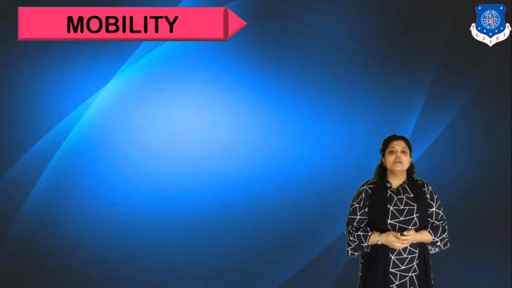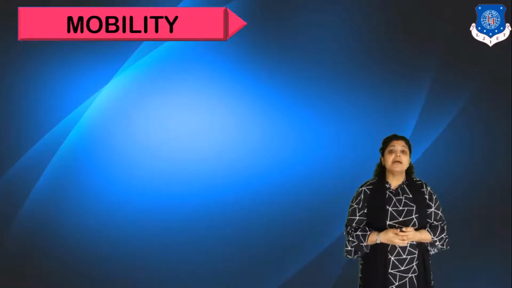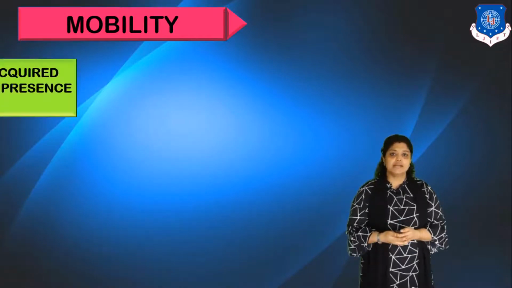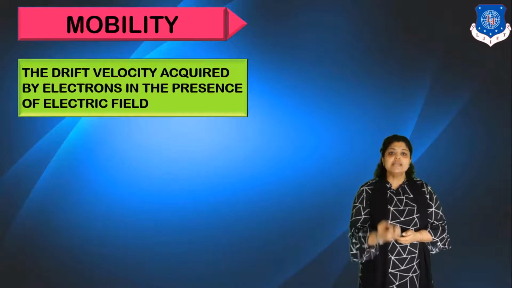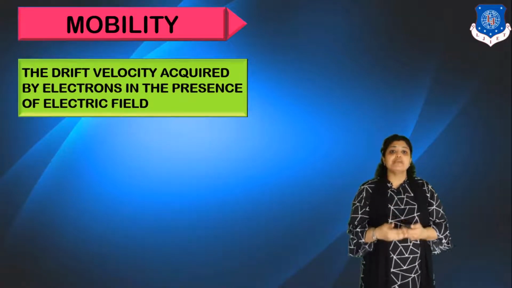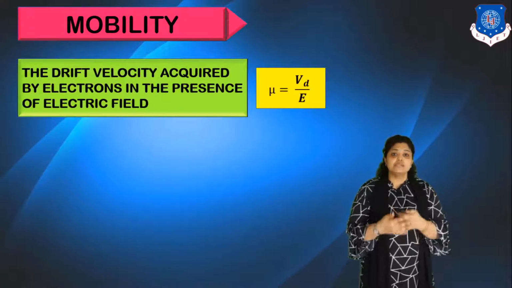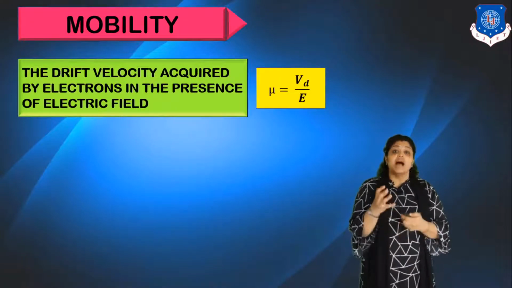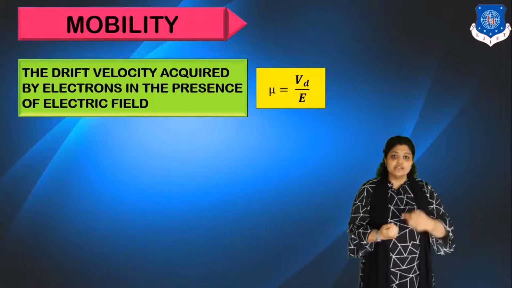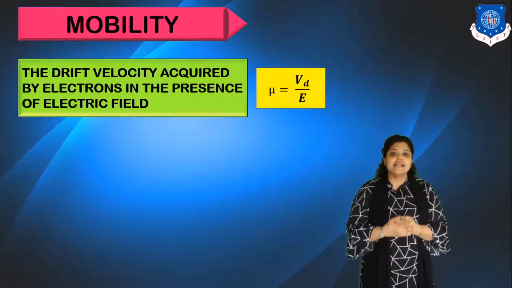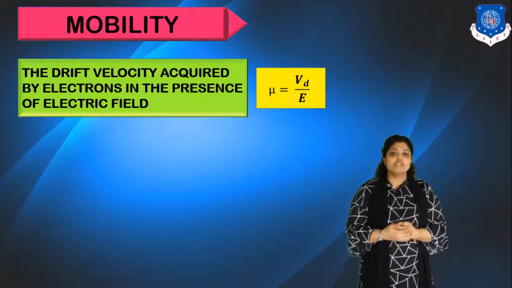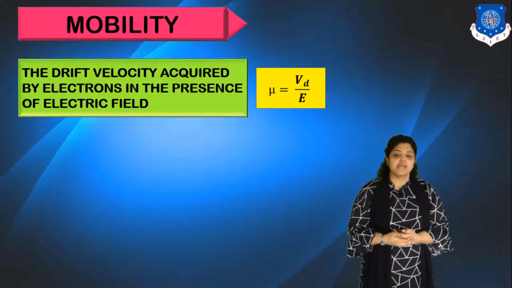Next is a term called mobility, which we denote by mu. What is mobility? It is the drift velocity acquired by electrons in the presence of electric field. Or I define mu, that is mobility, as Vd, how much velocity they have acquired with respect to the applied electric field. So we get the equation mu is equal to Vd by E.